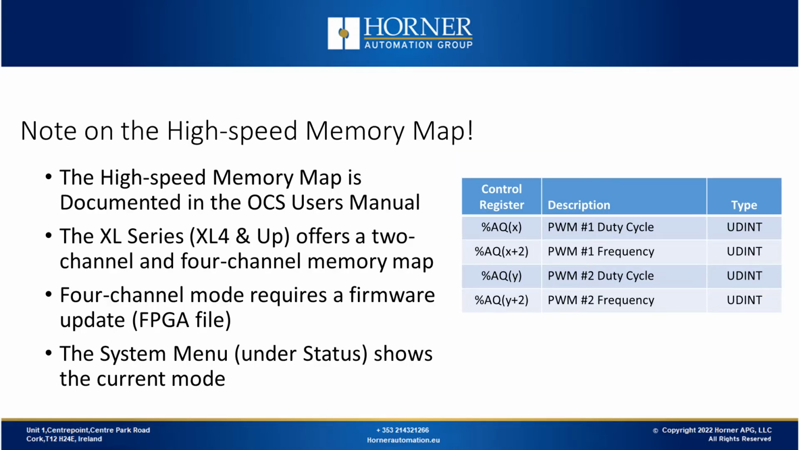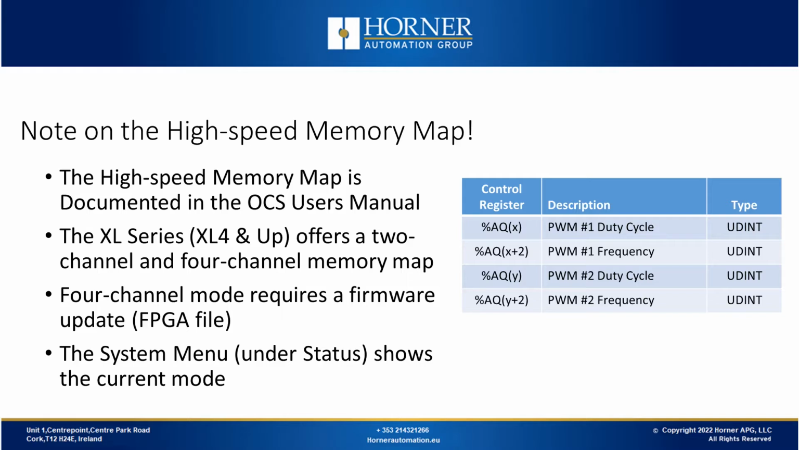Here's a note on the high-speed memory map. Whenever you're working with a high-speed counter or high-speed outputs, you need to know which I/O registers are being used by the high-speed output function or the high-speed input function. You can find this in the user manual for your particular OCS, all of which can be found under product documentation on the Horner website.